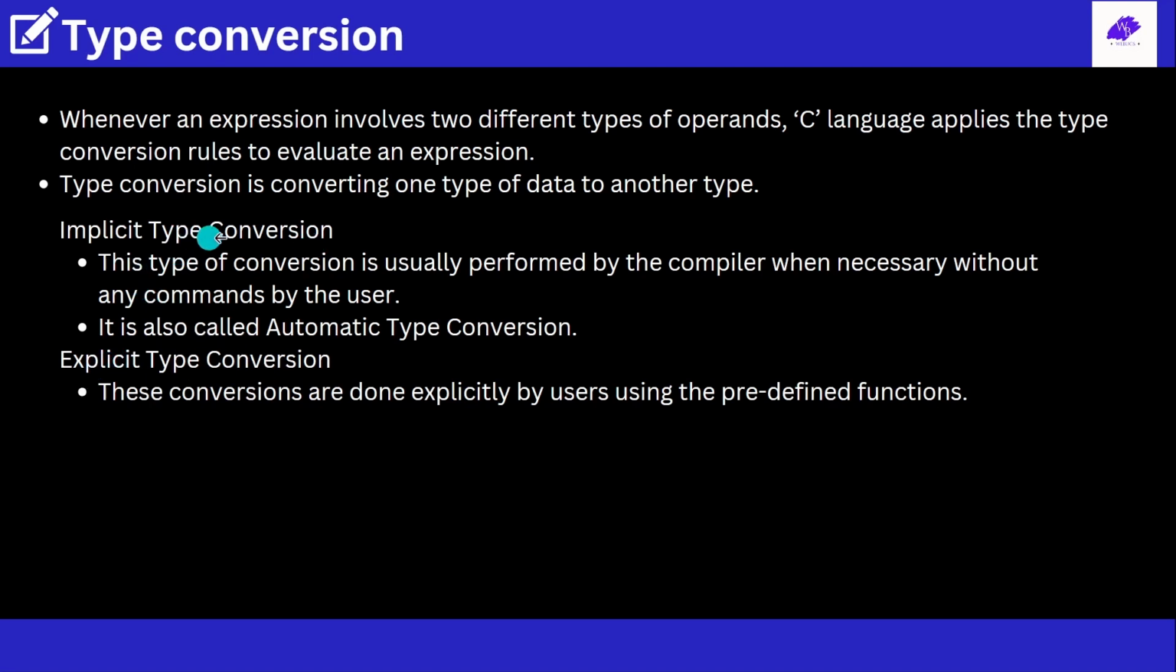Implicit type conversion is usually performed by the compiler when necessary without any command by the user. It means the user does not have to write any program for this type of conversion. The system will automatically perform this conversion. It is also called automatic type conversion. Explicit means it is done by the user using predefined functions.